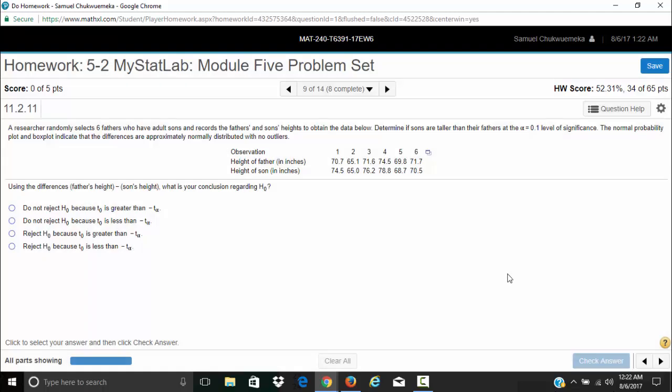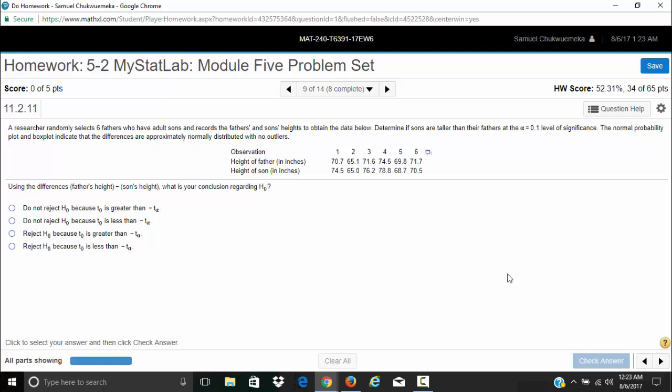A researcher randomly selects 6 fathers who have adult sons and records the fathers' and sons' heights to obtain the data below. Determine if sons are taller than their fathers at the 10%, which is 0.1, level of significance. The normal probability plot and box plot indicate that the differences are approximately normally distributed with no outliers.